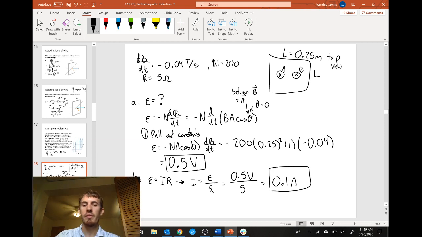So there you go. If you want EMF, go through that process. If you want the current, you then just divide the EMF by resistance. So this would be a very easy two-step problem that I could give you all.